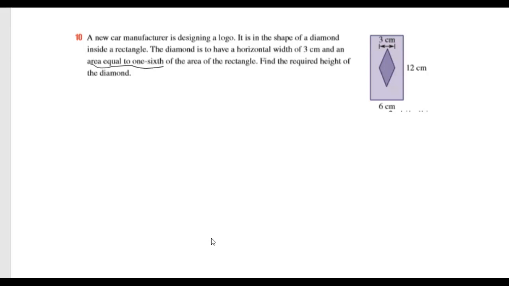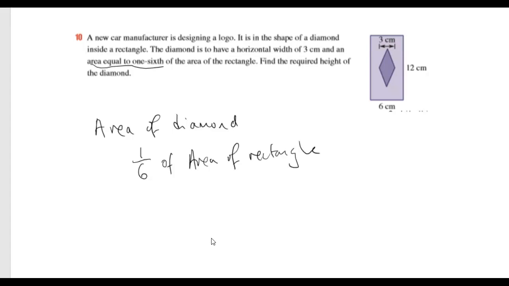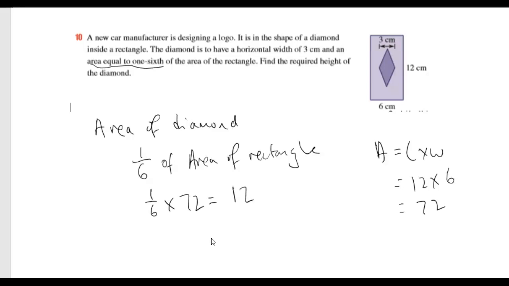So let's first of all work out the area of the diamond. Okay, so to work out the area of the diamond, we know it's 1/6 of the area of the rectangle. Okay, so I underlined that in the question. 1/6 of the area of the rectangle. So the area of the rectangle is 12 times 6, 72. So 1/6 of that is going to be 1/6 times 72, which is 12. Okay, so the area of the diamond is going to be 12 centimeters squared.